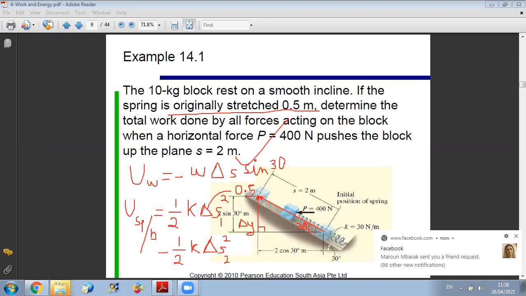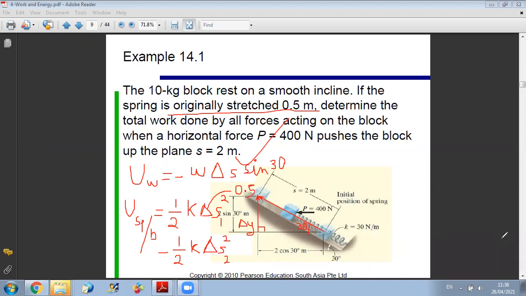And what will be delta S2? Who will tell me the value of delta S2? 2.5. Very good. Initially, my block was already stretched 0.5, and now it's moving upward, so it's stretching 2 meters more. So the total stretching will be 0.5, the initial value, plus 2. In total, delta S2 is 2.5 meters. You can expect that the work of the spring will be negative, because it will try to oppose the upward motion of your block.